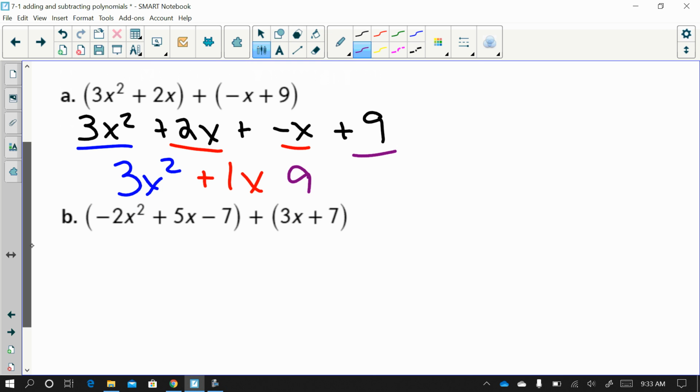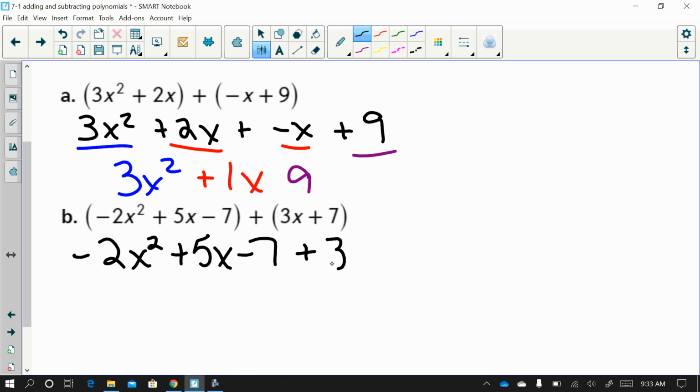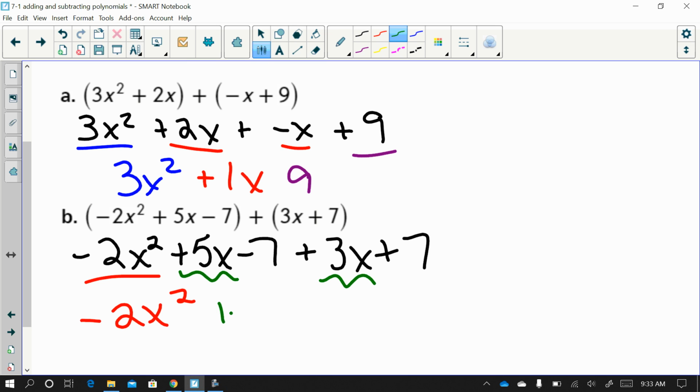Okay, letter B, again, I'm just going to rewrite it without my parentheses. Combine like terms. Okay, I don't see any other x squared, so negative 2x squared. Looking at my x's, 5x and 3x gives me 8x. And then my constants, negative 7 plus 7, completely cancel. And there's your answer.